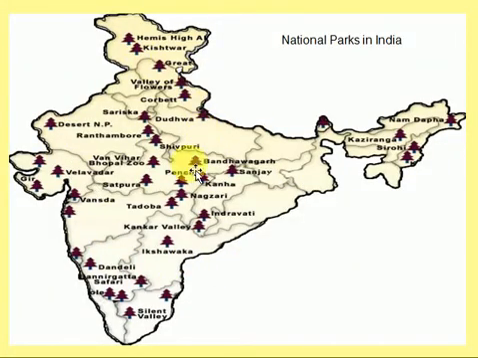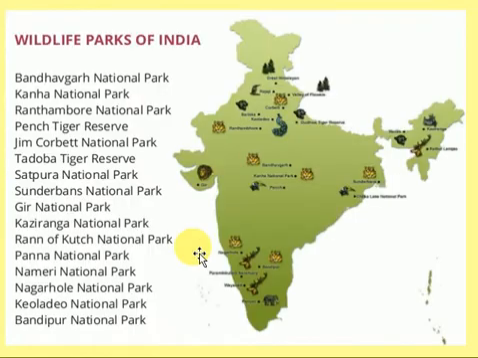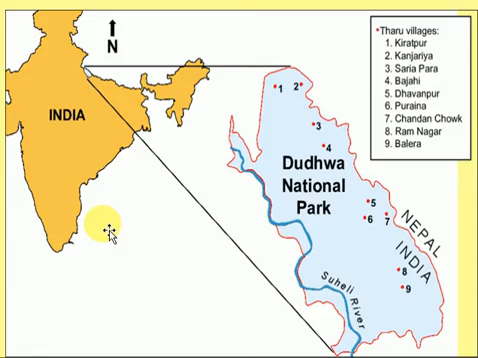Here you can have a look at the map of the various national parks, from the northern part to the southern part, and east to west of the country. There are many national parks and wildlife sanctuaries. Have a look at the list: Periyar National Park, Kanha, Ranthambore, Pench Tiger, Jim Corbett, Tadoba, Satpura, Sundarbans, Gir National Park, Kaziranga, Rann of Kutch, Panna National Park, Nagarhole, and Bandipur National Park. All these are some important places.